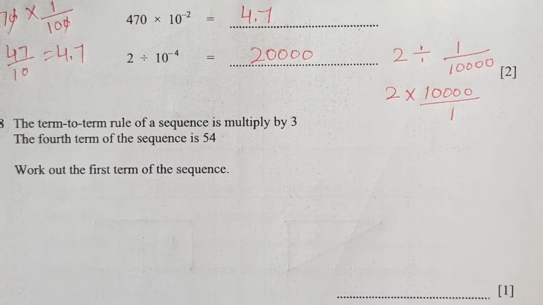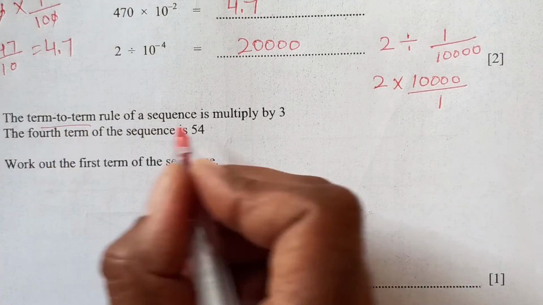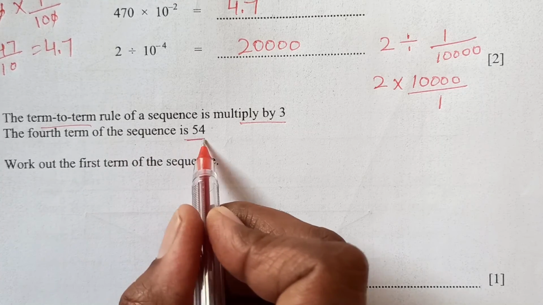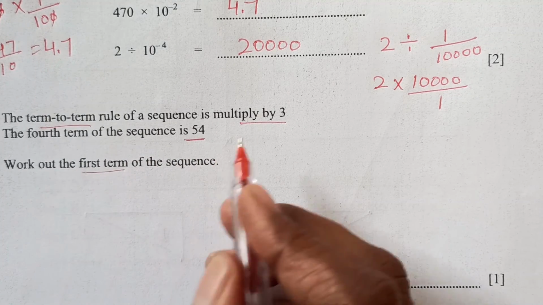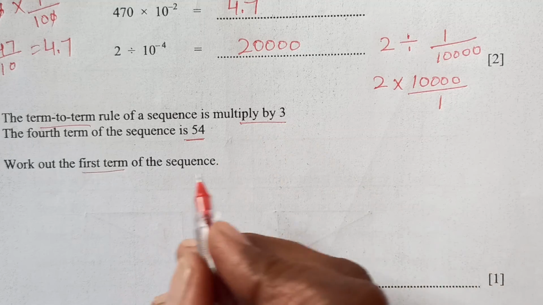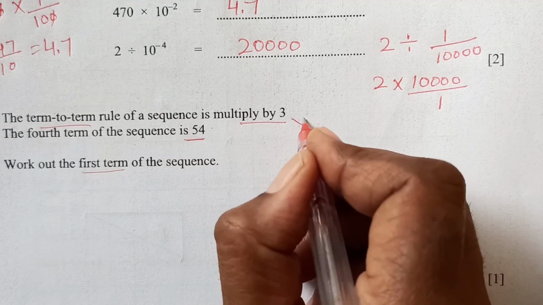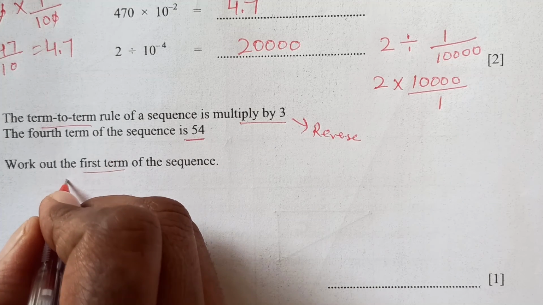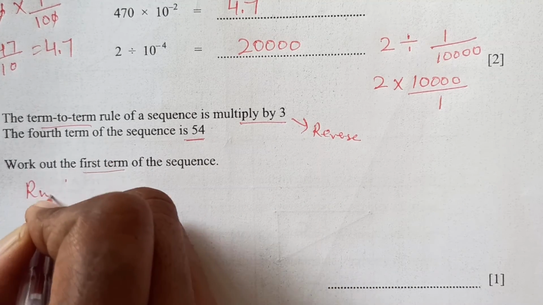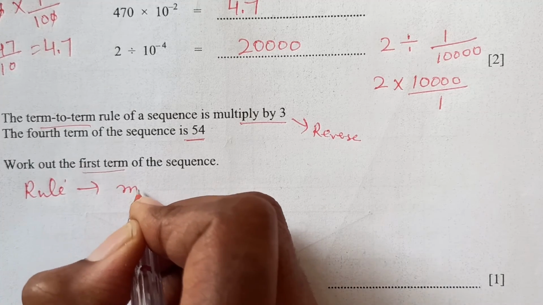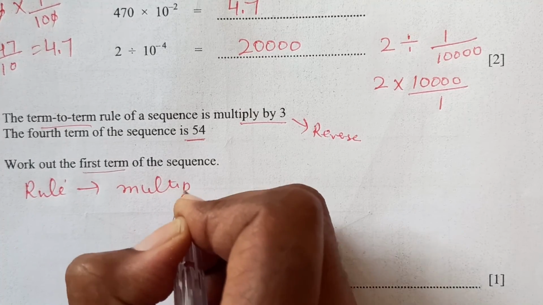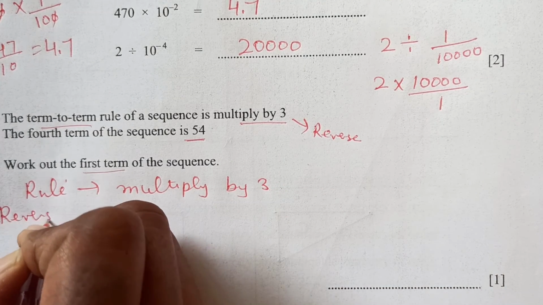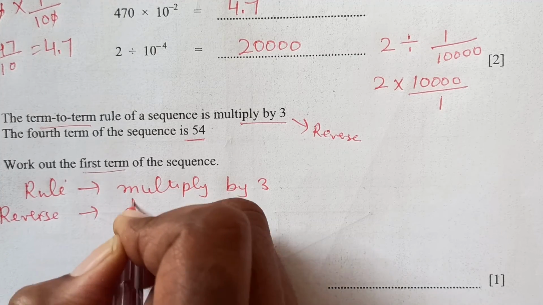Now 18th, the next question. The term to term rule of the sequence is multiply by 3. The fourth term of the sequence is 54. Work out the first term. So it is multiply by 3, and we are working in reverse. So we need to reverse the process, right? If the rule is multiply by 3, the reverse will be divide by 3.